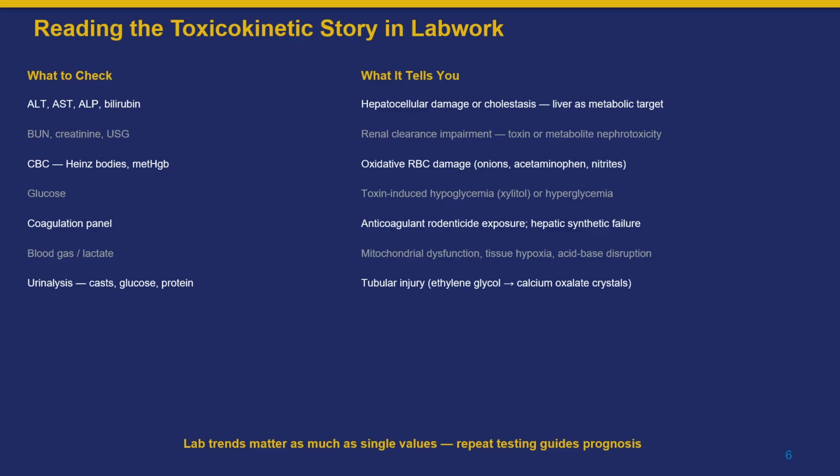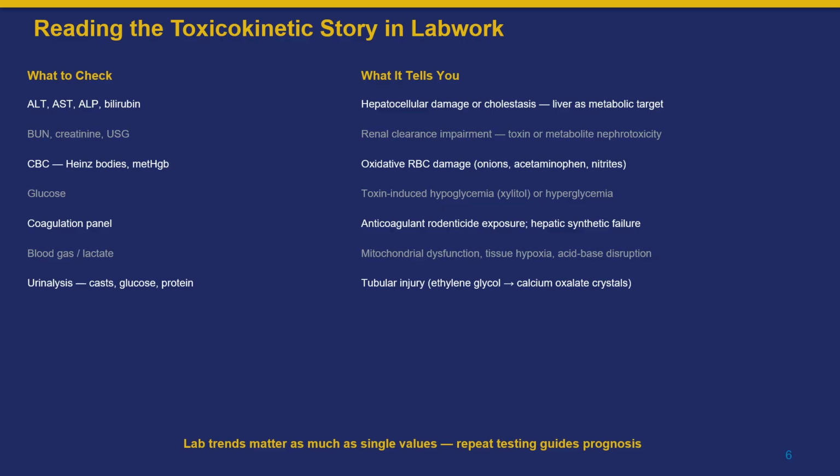Kidney. Many toxins or their metabolites are concentrated in renal tubular cells, which have high metabolic activity and significant exposure to filtered substances. BUN and creatinine rise with glomerular filtration impairment. Urine-specific gravity gives you a sense of concentrating ability. Casts in urine indicate tubular damage. Ethylene glycol is the textbook example. It's metabolized to oxalate, which precipitates as calcium oxalate crystals in tubular cells, destroying them.